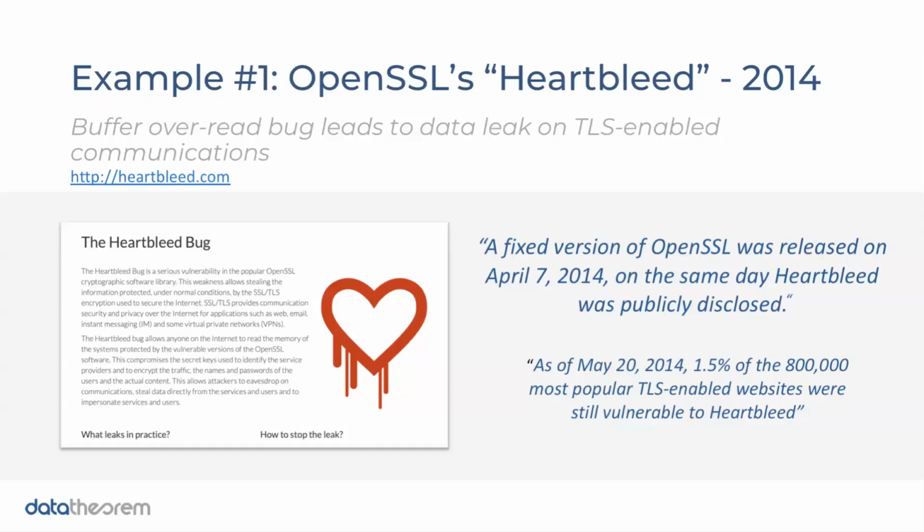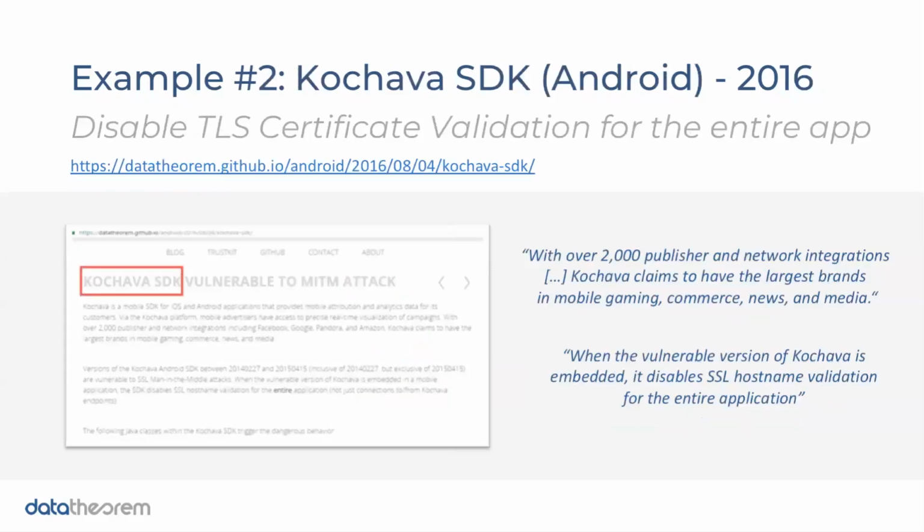So to get a picture of how big of an issue this was, when the bug was announced, a fix for it was released that same day, but still 1 month later, 1.5% of the 800,000 most popular TLS-enabled websites were still vulnerable. That means that during that time, anyone could have just sat at home, programmed a small script, and constantly sent these websites maliciously crafted heartbeat requests and seen how much sensitive data that server could leak. Yeah, so fun stuff. Let's see another example.